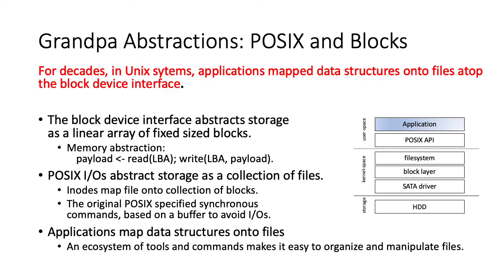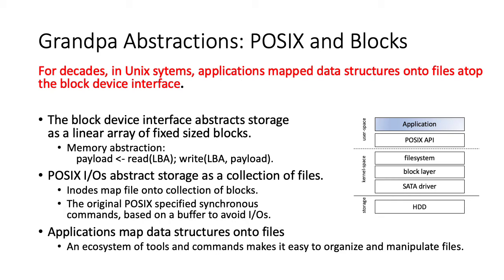So for decades in Unix systems, applications map data structures onto files on top of the block device interface. This is now legacy, but it's a very important point of departure for our presentation. If we go bottom up, hard disk drives first and then SSDs expose storage as a block device. The block device interface abstracts storage as a linear array of fixed size blocks. Each block has a logical block address, LBA, and it's a typical memory abstraction, so read and write operations.